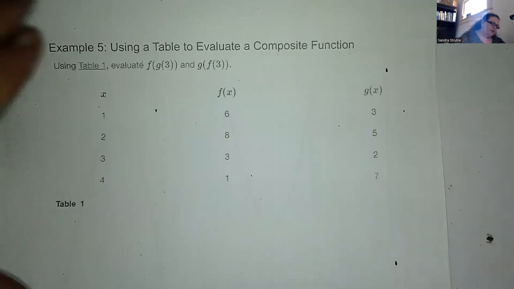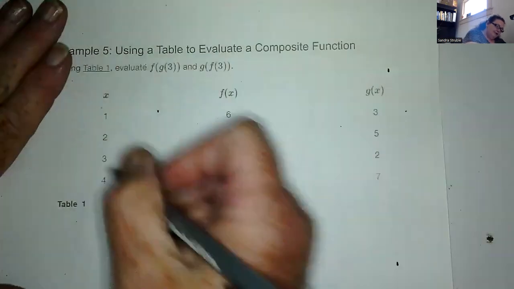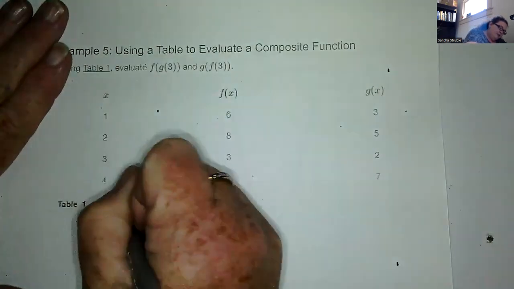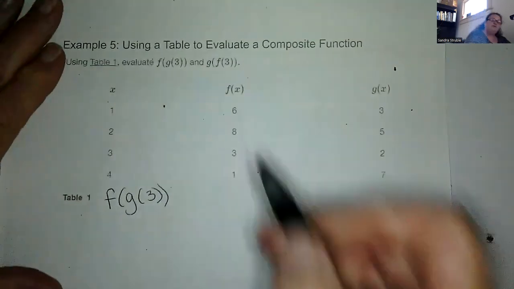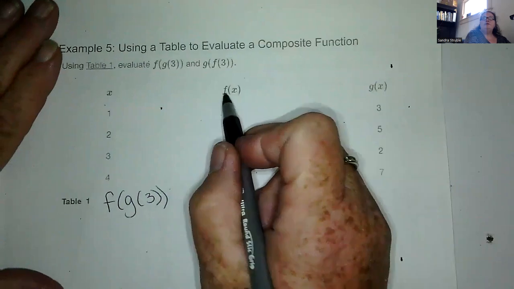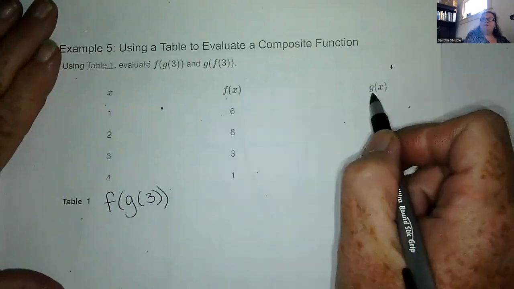All right. So let's look at f of g of 3. And I try to tell you what I think of whenever I see these. So we've got two functions here. We've got the function f and we've got the function g. All right.